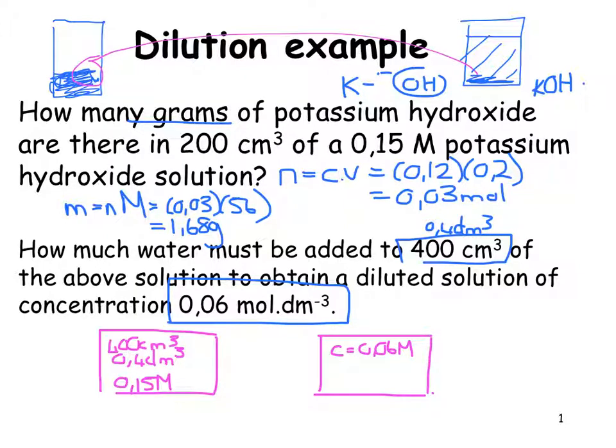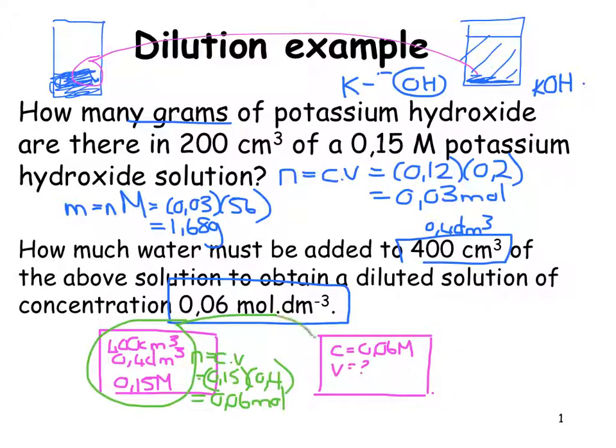And I don't know what my volume is going to be, and what is going to be the same for both of these is the number of moles. Well, you haven't calculated the number of moles here yet. You can say number of moles is equal to concentration times volume, which is equal to 0,15 multiplied by 0,4, and you're going to land up with 0,06 moles. Now, I take those moles, because they told me I'll take 400 centimeters cubed, and I put them into this container.